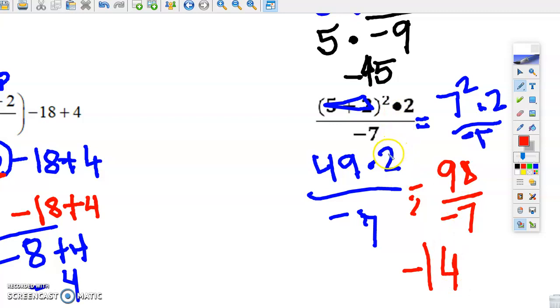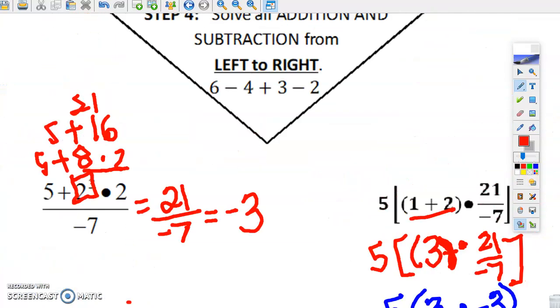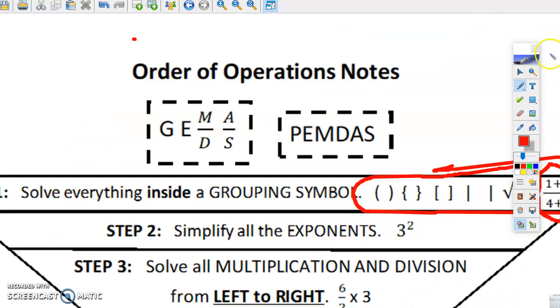All right, guys, that was a quick review on order of operations. There's going to be more negatives and minus signs this year, so that's what you're going to have to pay attention to. And there's going to be more exponent problems, so make sure you review your exponents. Hope that helps, guys.